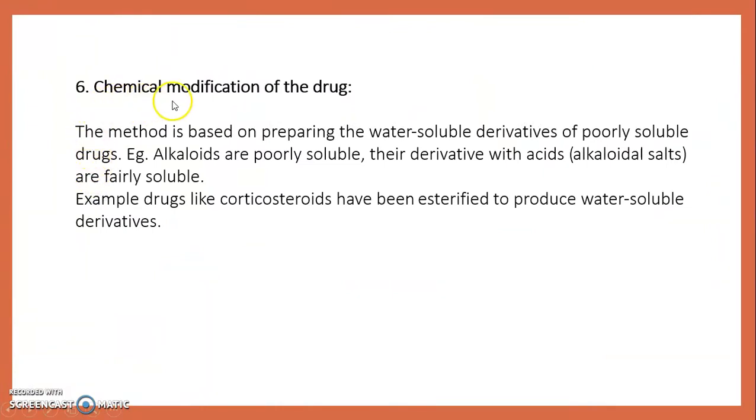The next method is chemical modification of the drug. The method is based upon preparing a water-soluble derivative of a poorly soluble drug. For example, alkaloids are poorly soluble, but their derivatives with acids, the alkaloidal salts, are fairly soluble. Drugs like the corticosteroids have been esterified to produce water-soluble derivatives.